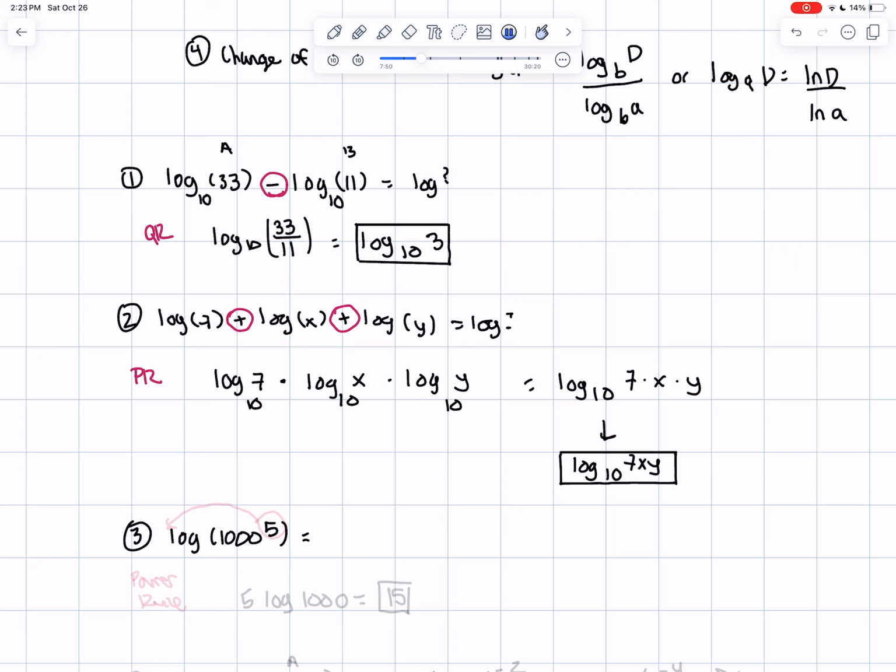So let's do power. The power rule states that when it's in the exponent position, it's going to want to go to the front, in front of the logarithm. So it'll be 5 log of 1,000. Now, if you don't know what that is off the top of your head, you can just go on your calculator. So let's do that. 5 log of 1,000. That's 15. So that's how you evaluate these.